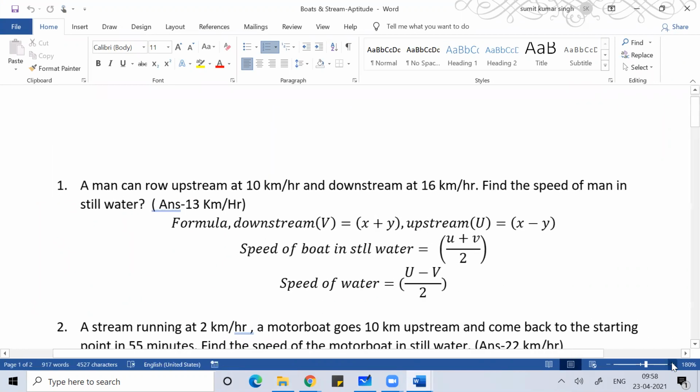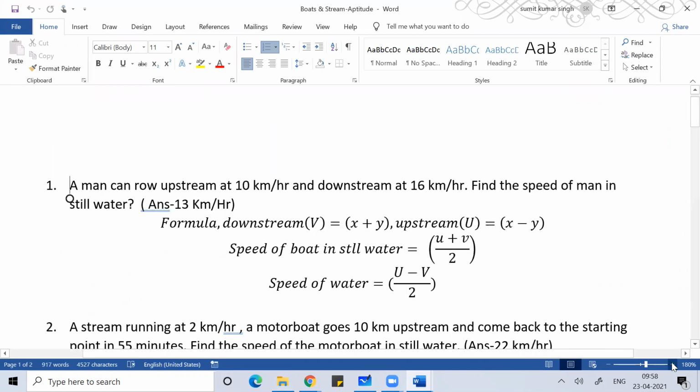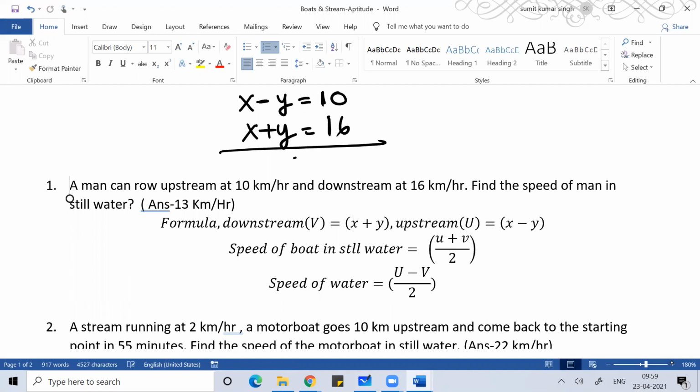So you can see this, a man can row upstream at 10 kilometer per hour. So x minus y is 10 kilometer per hour, where x is the speed of boat in still water and y is the speed of water. That is the upstream speed, and x plus y is the downstream speed, 16 kilometer per hour. You can solve this: 2x is equal to 26, so x is equal to 13. If x is equal to 13, then y is equal to 3.